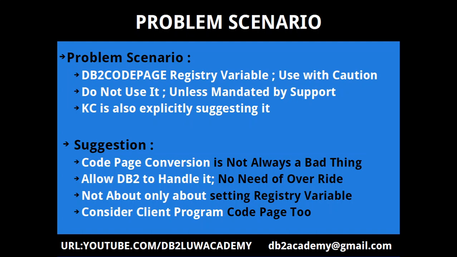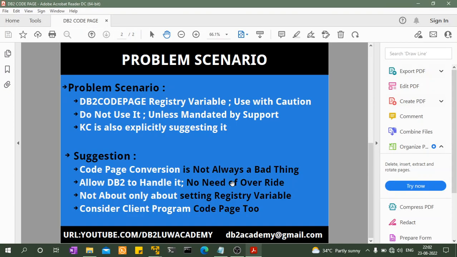So what is the alternative? The suggestion is that code page conversion is a good thing. It's not always a bad thing. It depends on the scenario, the situation, or the kind of application that you're running. So at times, allow DB2 to handle it. It's built for it, so there's no need for overriding the behavior. It's not only about setting a registry variable. You have to consider the client program code page too. So I'm going to demonstrate what I mean by that.